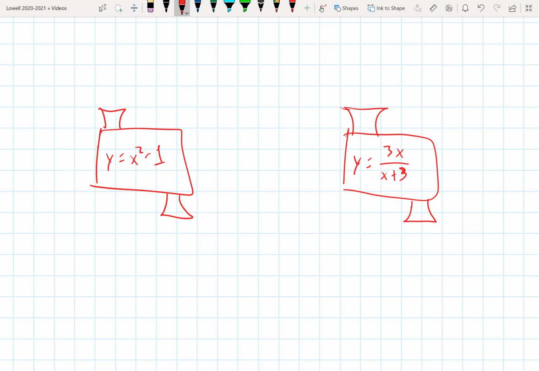So if I just said, what is the output when you input x equals 15, pretend 15. Well, if I just said that, you have no idea what function I want, which function machine I'm asking about, right? So that's a problem.